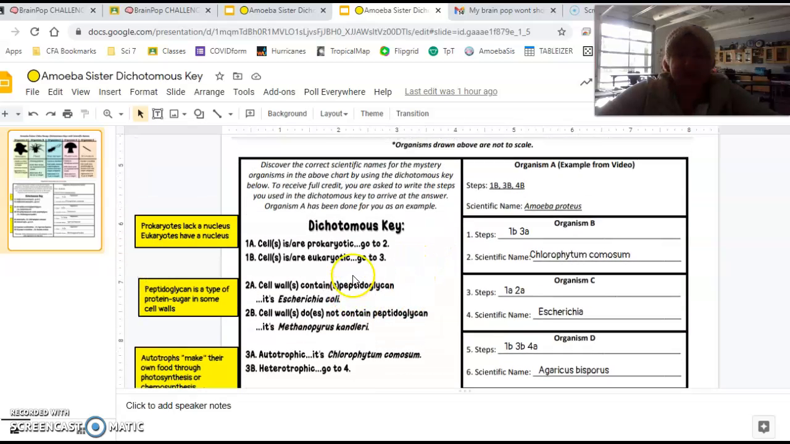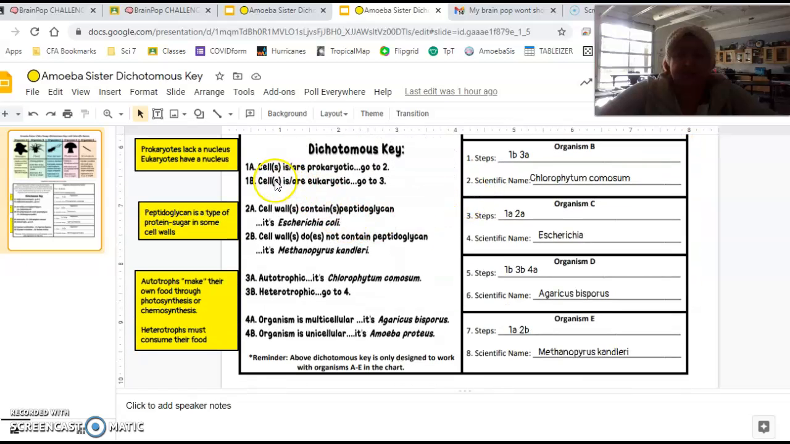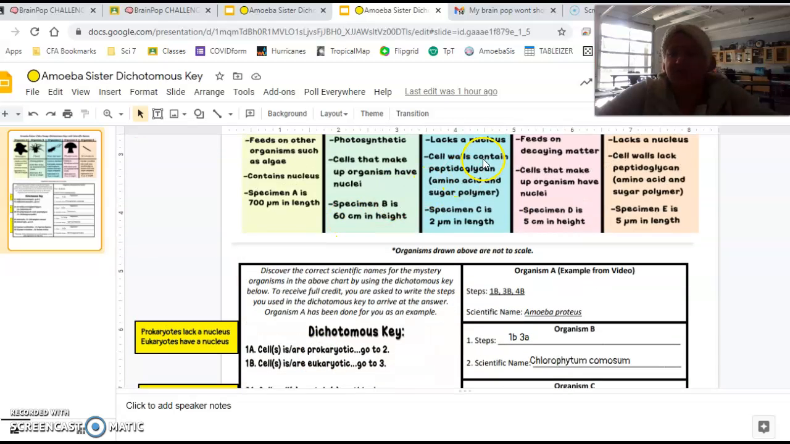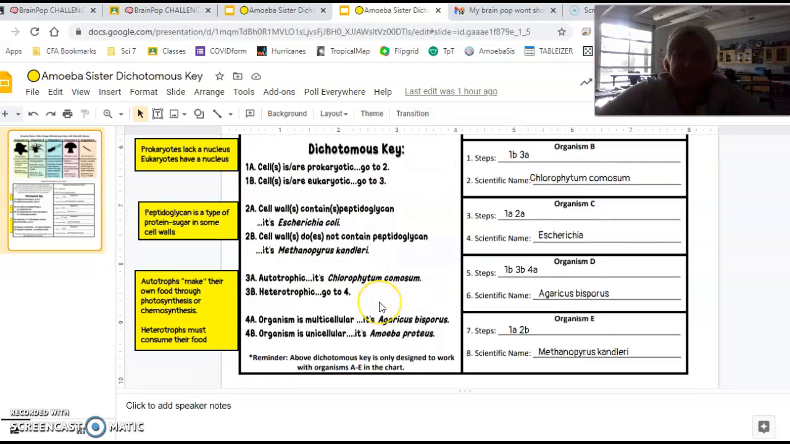Let's see if we can now identify what bacteria this is. So I'm going to start back at number 1. That bacteria is a prokaryote. Pro rhymes with no. It didn't have a nucleus. So I'm going to go to step 2. Step 2 says the cell walls either have that special protein or they do not have that special protein. Oh no, what if I don't know? Go back and just read the description. This one does contain. So I'm going to go with 2A. So the steps I followed were 1A and 2A, and now I have Escherichia coli, which is E. coli. You might have had that before.